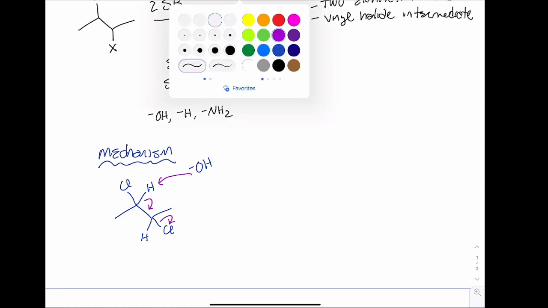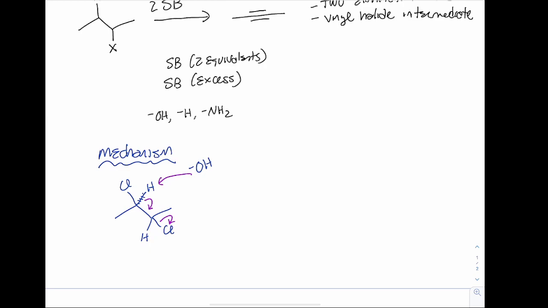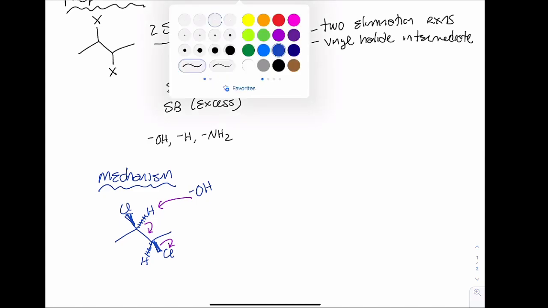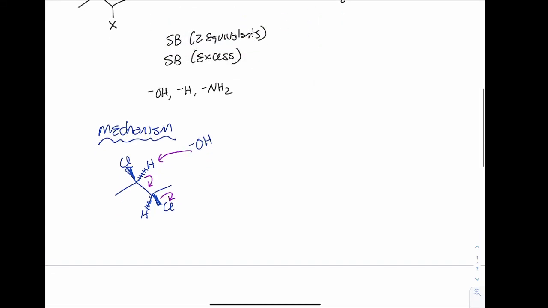It does follow all of the normal E2 things, so that hydrogen that I take should be anti to that chlorine. That's supposed to be a wedge there, meaning that this one is going to be in this direction and this one is going to go that way. I'm not going to draw the transition state. You did need to draw the transition states back in chapter 8, but I'm assuming that you know how to draw them now. So I have a chlorine here still, and then I have a double bond. So this is that vinyl halide intermediate.